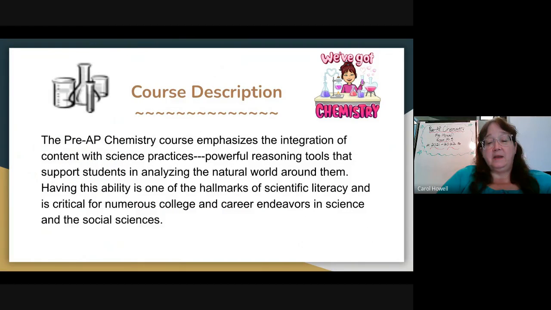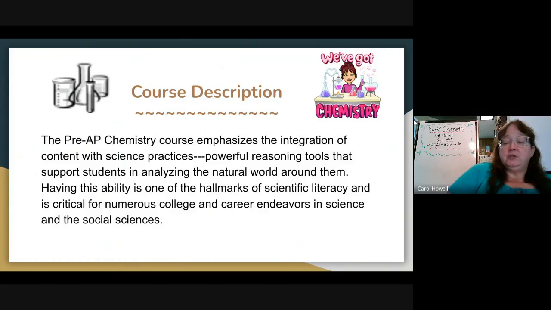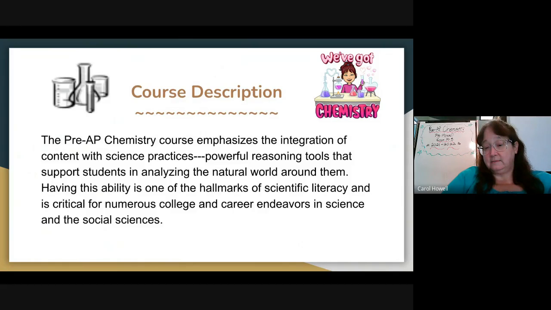The pre-AP course was designed by the College Board with your student in mind and preparing them for college level science work. The course emphasizes the integration of science content with practices. So we will be using reasoning tools and helping students think about the world around them, become scientifically literate to be good citizens as well as have a knowledge of science.